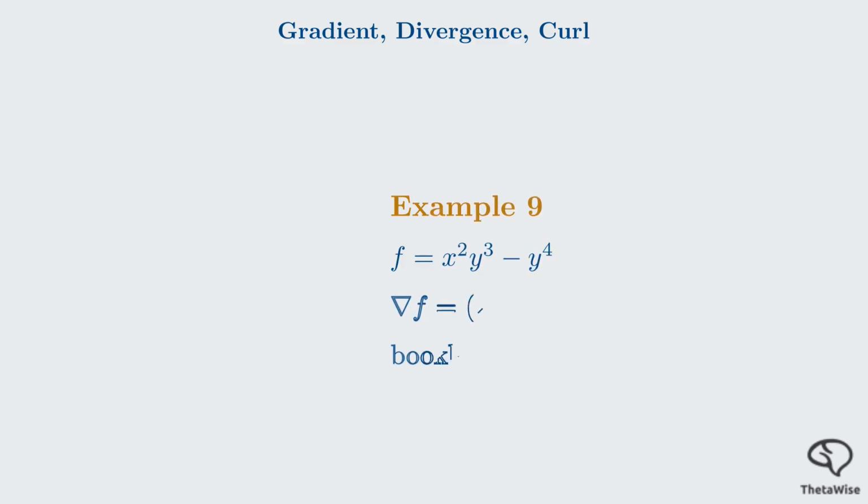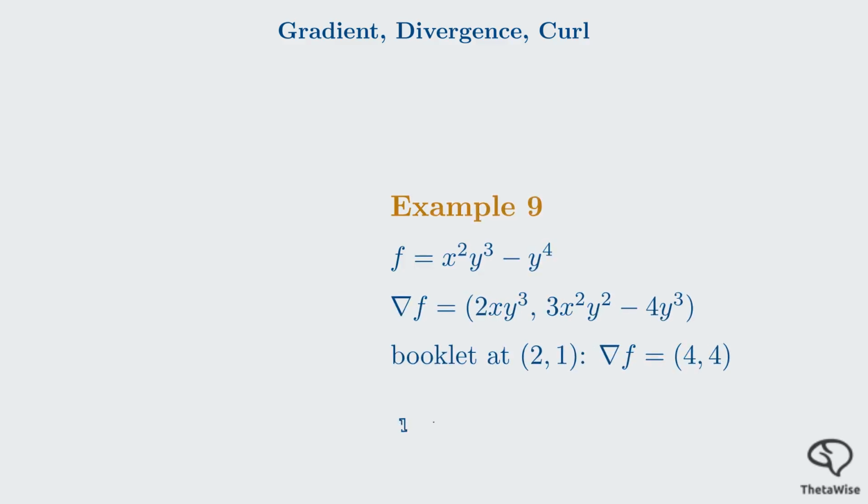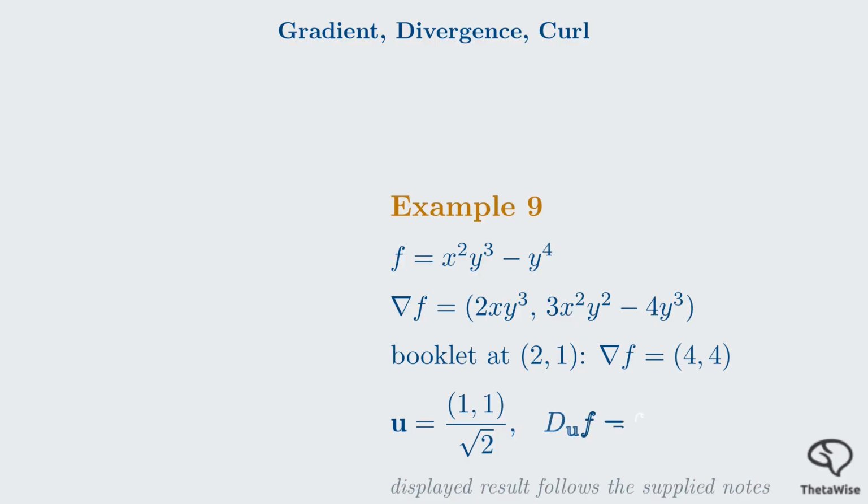For the notes, example 9. Let f be x squared y cubed minus y to the 4th. Its gradient is 2xy cubed, 3x squared y squared minus 4y cubed. At 2, 1, this becomes 4, 12 minus 4, or 4, 8 if using the written derivative directly. However, the supplied booklet's worked line uses the first component as 2xy cubed and evaluates it as 4, while its stated final value 6 square root of 2 corresponds to the gradient 4, 4. We should follow the booklet's stated worked result for the lesson. With direction 1, 1 over square root of 2, the displayed directional derivative is 6 square root of 2.